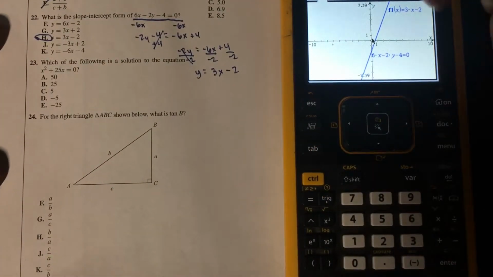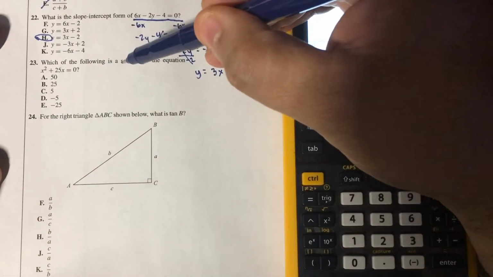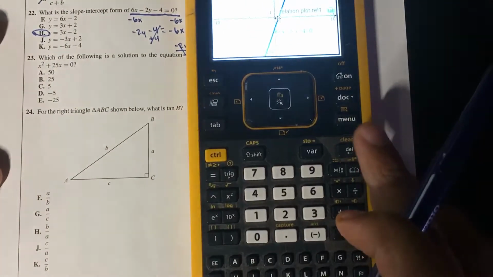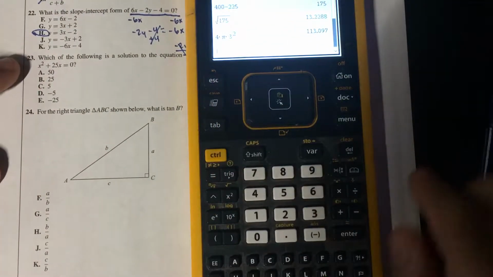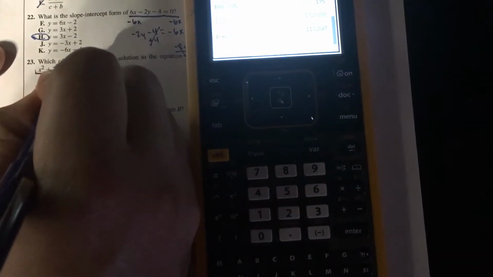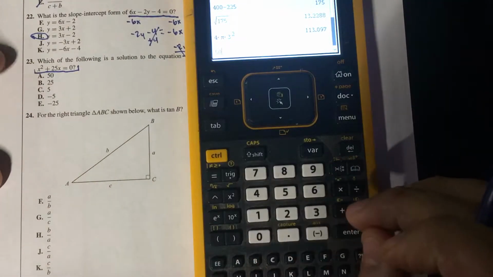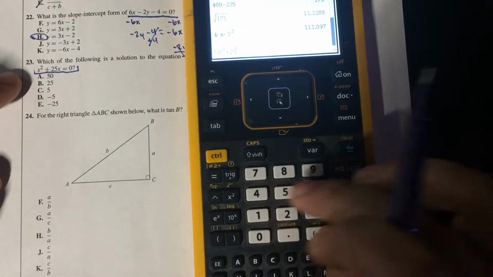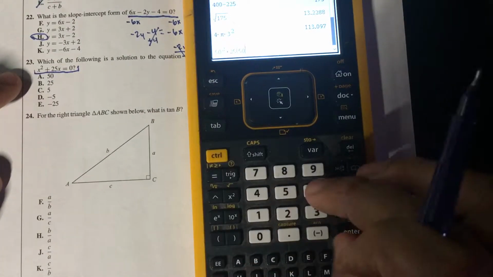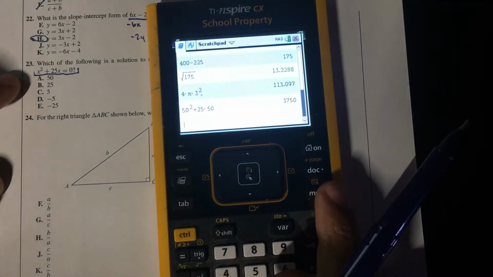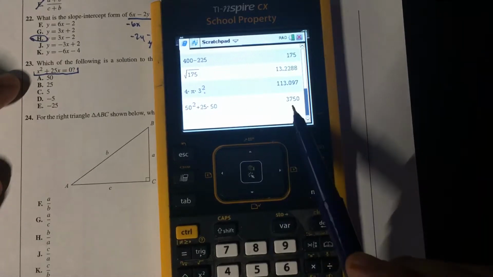So which of the following is the solution to the equation? Again, you can plug numbers in for x. So this is the equation they gave me, and I'm looking for the one that's going to be 0. So 50 squared, I'm just plugging in the numbers for x, plus 25 multiplied by 50, and that should equal 0. 3750, that doesn't equal 0, so that's not the answer.